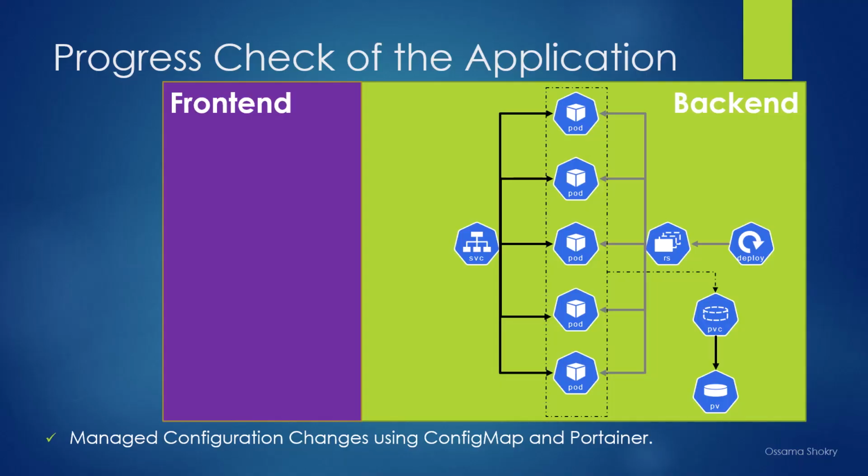Let's do a progress check of the application at this point. In this lab, you have managed configuration changes to your Kubernetes application using a config map. You also installed Portainer and used it to edit the config map and to manage the Kubernetes cluster in general.